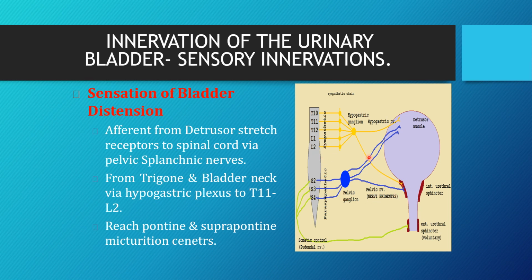Okay, yellow one is the hypogastric plexus. They go to T11 to L2. So these finally reach the pontine and suprapontine micturition centers. Okay, so from detrusor receptors and some from the neck part, these are the pelvic splanchnic, and these are the hypogastric plexus from trigone and bladder neck.